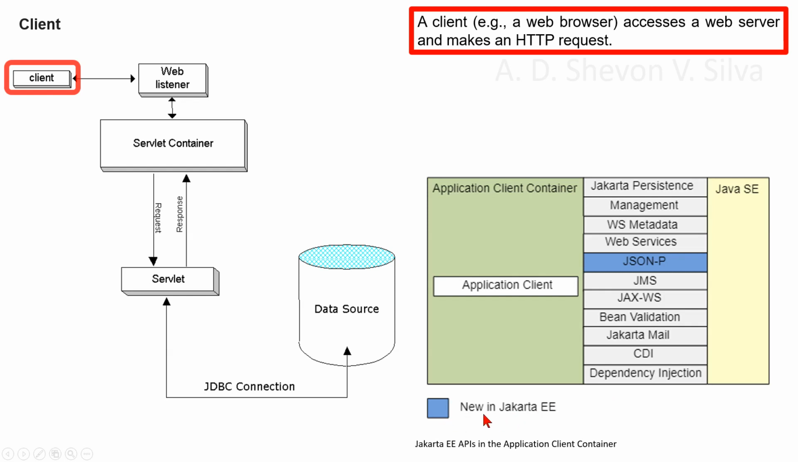Here you can see what is new in Jakarta EE. The application client is inside the application client container, and here you can see Jakarta Persistence, management, WS metadata, web services, JSON-P, JMS, JAX-WS, bean validation, Jakarta Mail, CDI, dependency injection, and it's connected to Java SE.